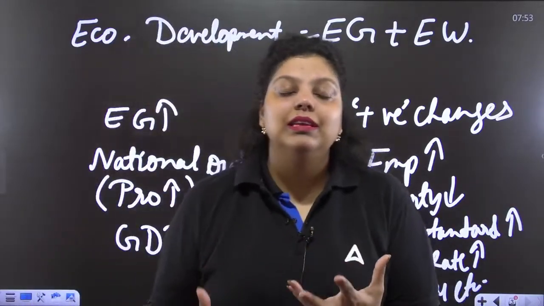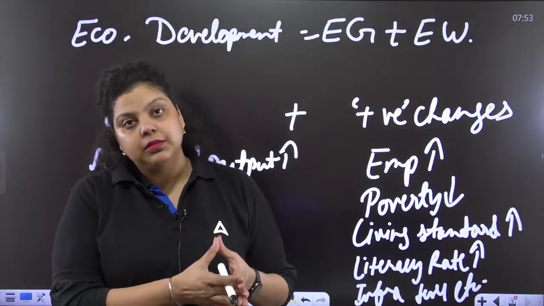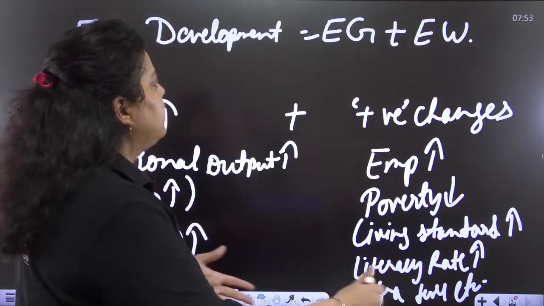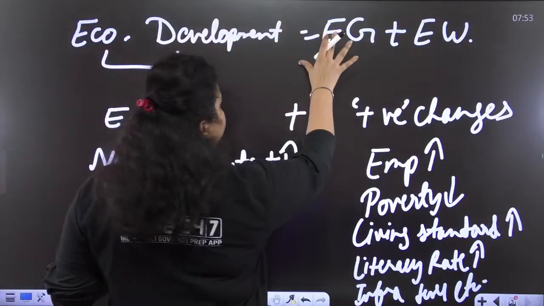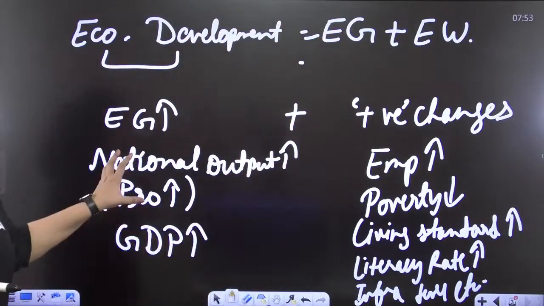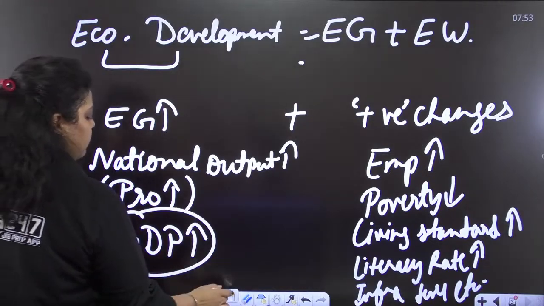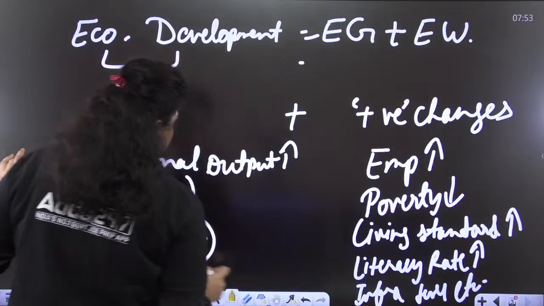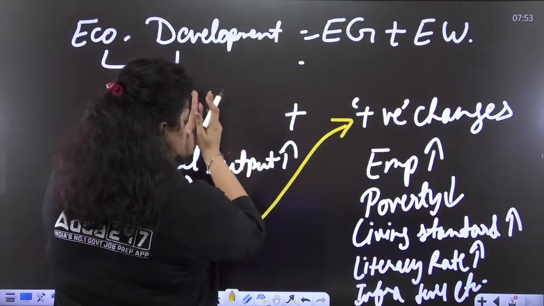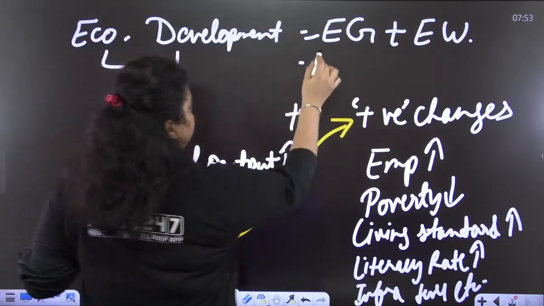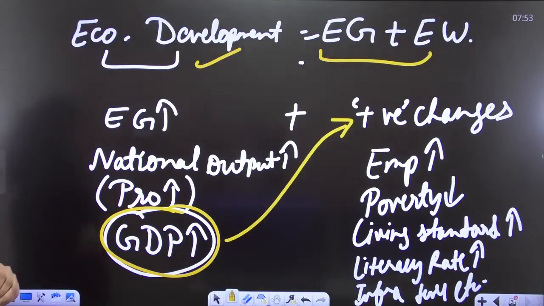So these are the positive changes that we have seen for human beings, and that represents your economic development. So if you want economic development, first you need an increase in the GDP. Your production should increase, but this GDP has to provide certain positive changes. When these two things are together, it will represent your economic development. I hope it is clear.